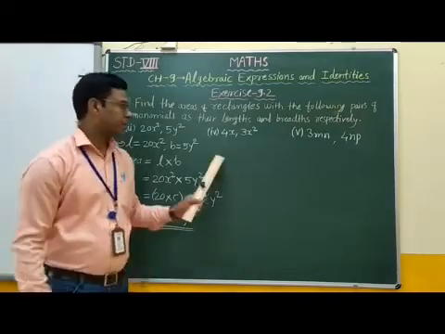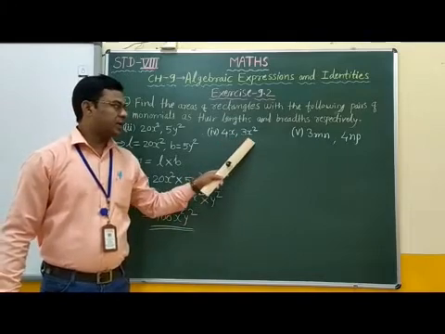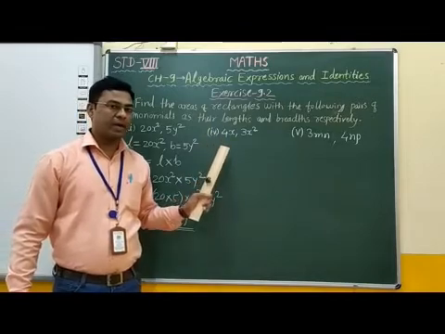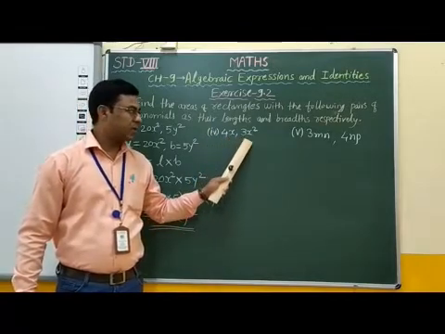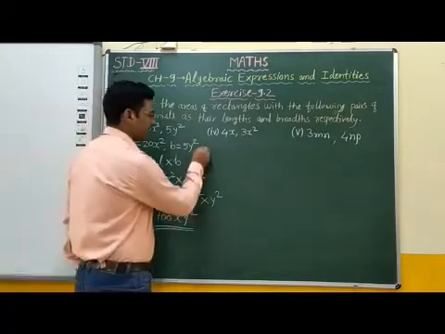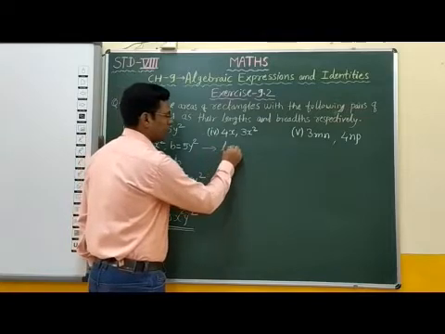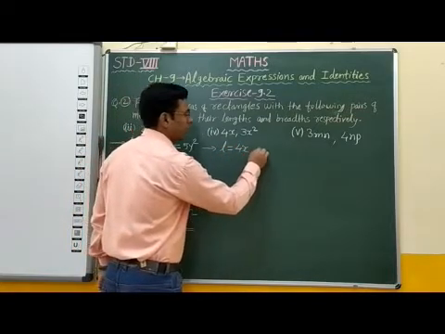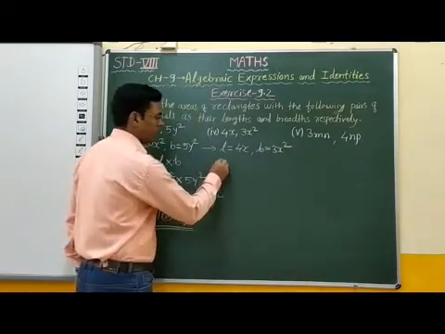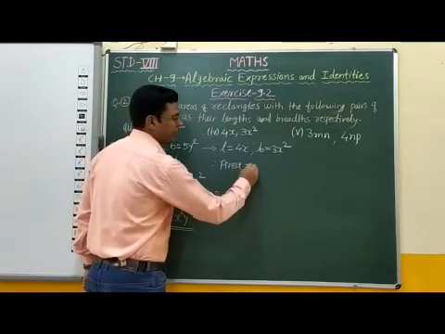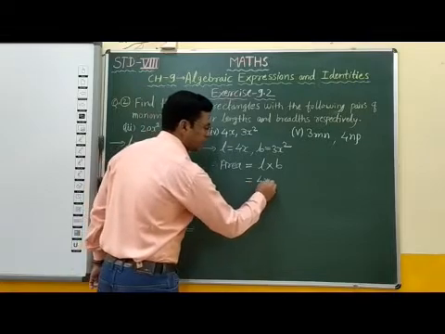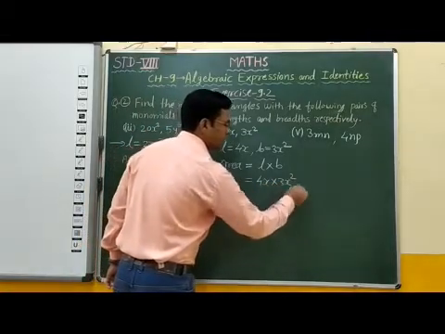Now next question, two monomials are 4x and 3x square, and here we have to find out the area of a rectangle. Here L is equal to 4x and B is equal to 3x square. Therefore we can write here L is equal to 4x and B is equal to 3x square. Therefore area of a rectangle is equal to L into B, which is equal to 4x into 3x square.